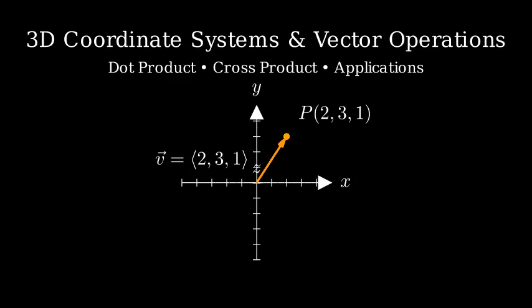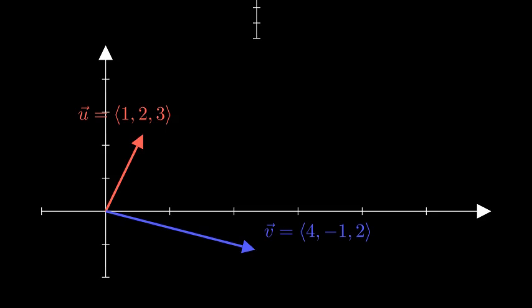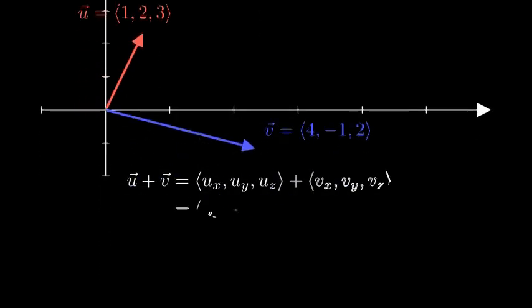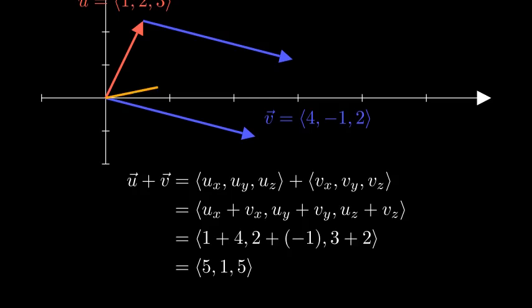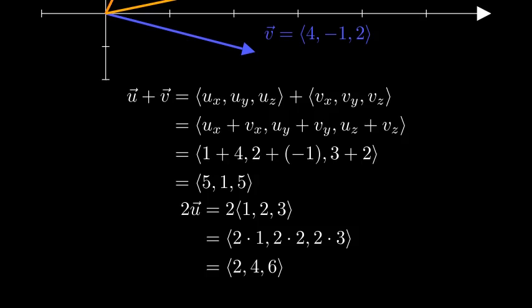Now, let's discuss basic vector operations in 3 dimensions. Let's consider two vectors: u equals angle bracket 1, 2, 3 angle bracket, and v equals angle bracket 4, negative 1, 2 angle bracket. Vector addition is performed component-wise. When we add u plus v, we add their corresponding components. So u plus v equals angle bracket 5, 1, 5 angle bracket. Scalar multiplication involves multiplying each component by a scalar. For example, if we multiply vector u by 2, we get 2u equals angle bracket 2, 4, 6 angle bracket.